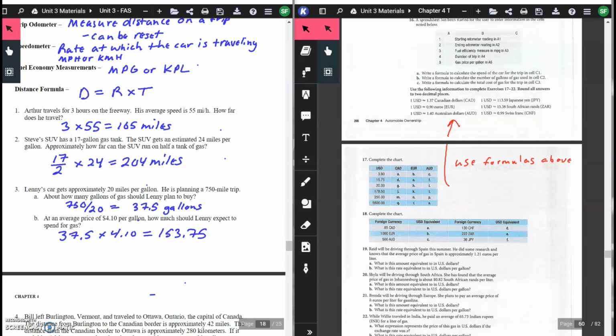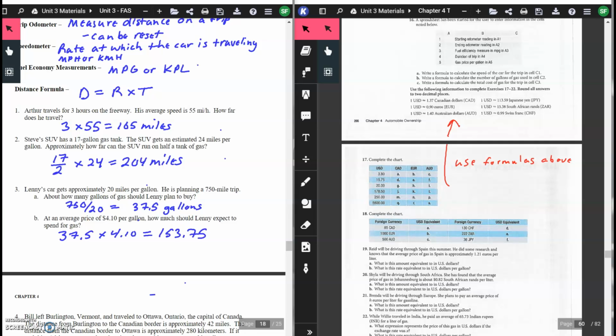Number 3. Lenny's car gets approximately 20 miles per gallon. He is planning a 750-mile trip. About how many gallons of gas should Lenny plan to buy? 750 miles divided by 20 miles per gallon gives you 37.5 gallons.